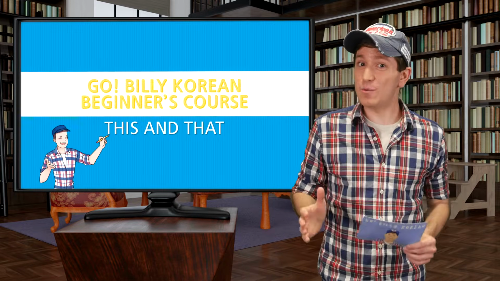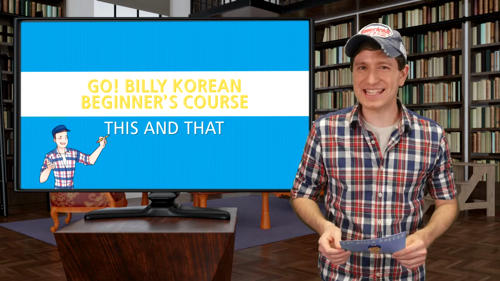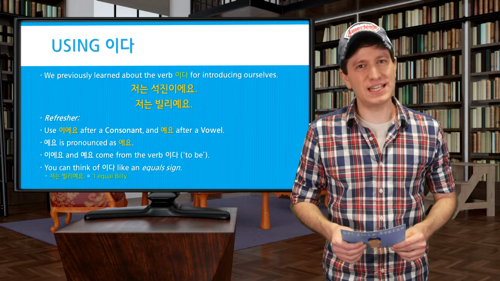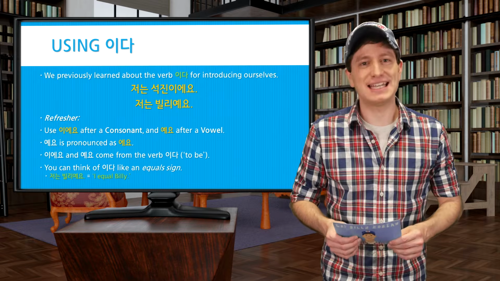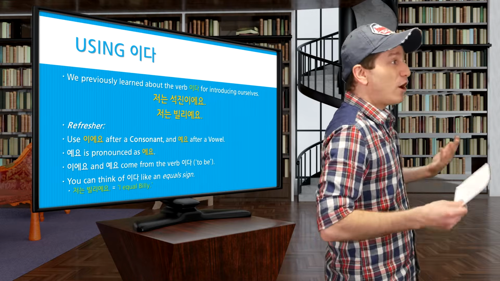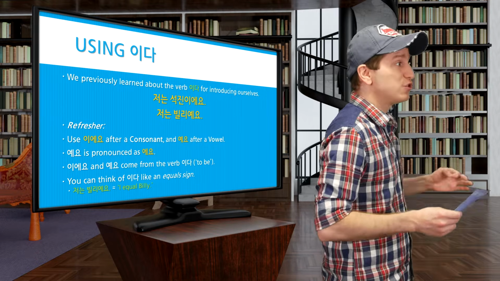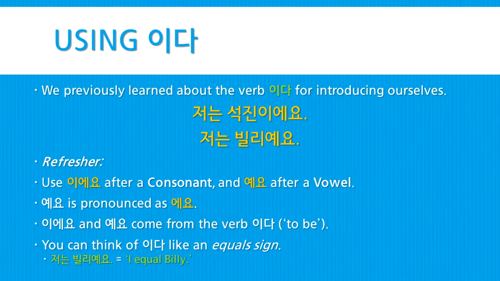Welcome back. Today we're going to learn how to say this and that in Korean. But before we do that, we're going to need to learn a little bit about the verb 이다, meaning to be. We've already learned about using 이다 in a couple examples when we learned how to introduce ourselves. For example, 저는 석진이에요 or 저는 빌리예요.